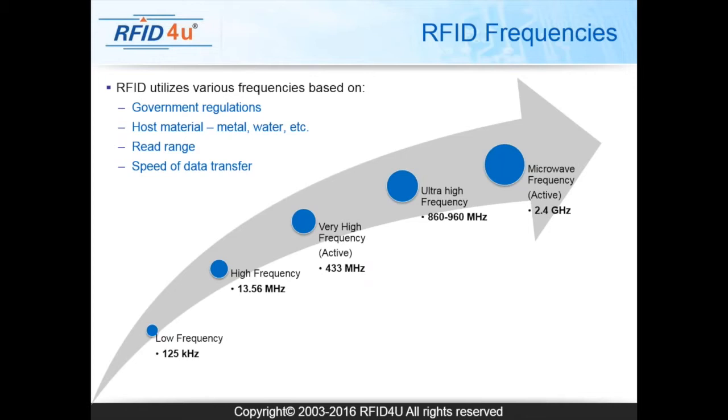The read range, whether you want to read a millimeter or two on a credit card versus 50 feet or 500 feet, will help determine which frequencies you can use, and also the speed of data transfer. As a general rule, the lower the frequency, the greater the speed of data transfer, and also the greater amount of data that you can transfer.